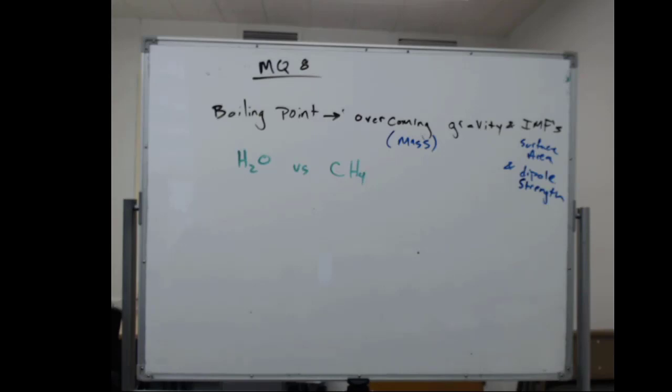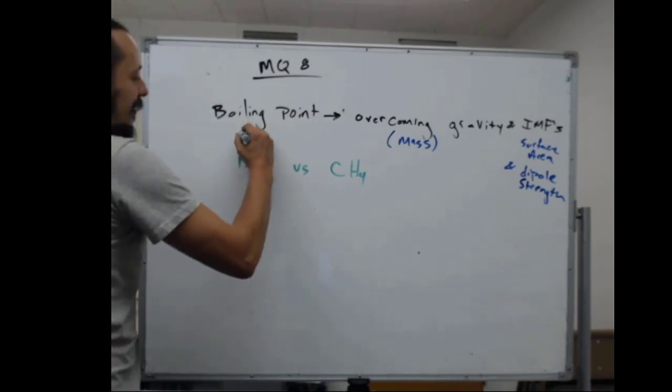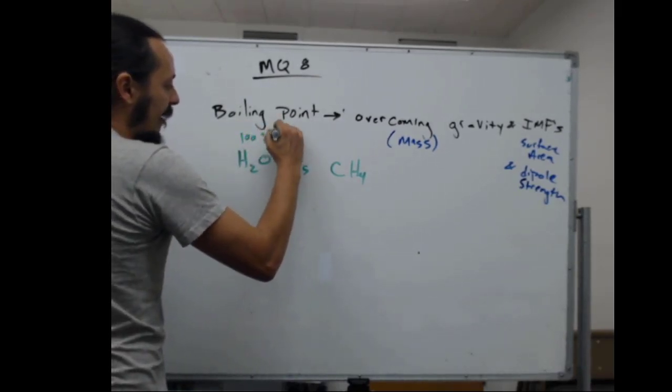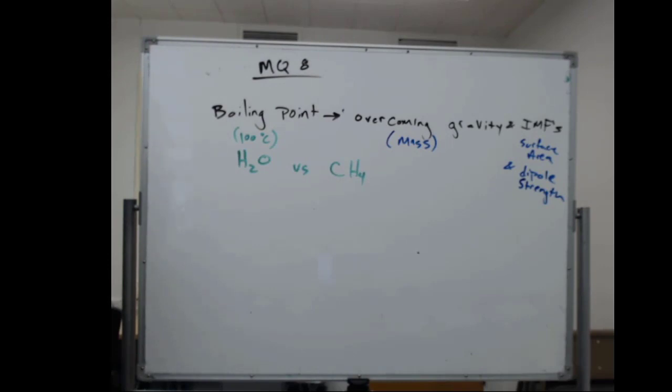I mean 100 degrees Celsius. Yeah, right, 100 degrees Celsius. Do we know the boiling point of methane? No, I don't either. But it's natural gas, which just the name by itself tells us: is it a liquid or a gas at room temperature? Gas. It's a gas. So we know it's lower.